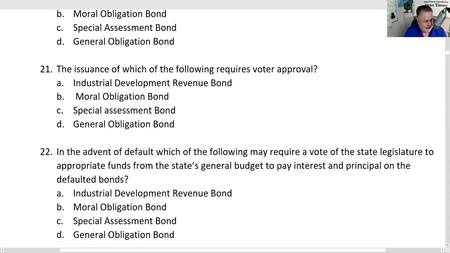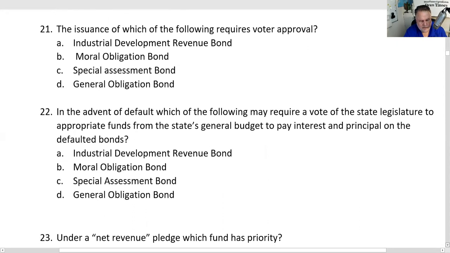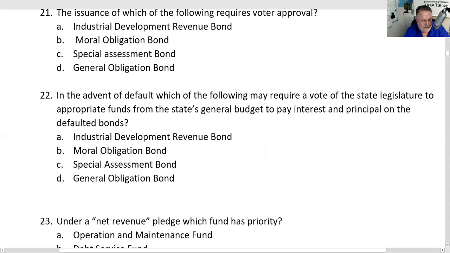And I'm trying to tell you, you're not paying for the airport, the users are. And so the revenue bonds would default if the user fees are insufficient. The answer 21 is D. And in the event of default, there's the moral obligation bond. In the event of default, which of the following may require a vote of the state legislature to appropriate funds from the state's general budget to pay interest and principal on the defaulted bonds? Those are called moral obligation bonds.